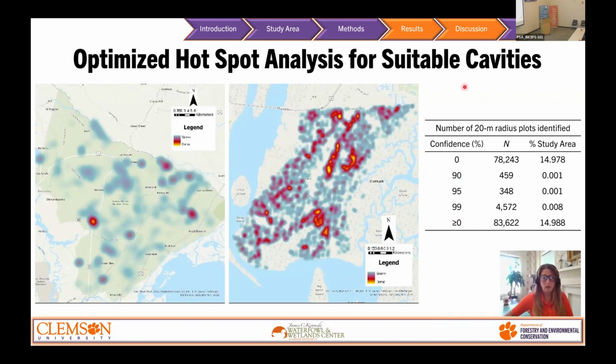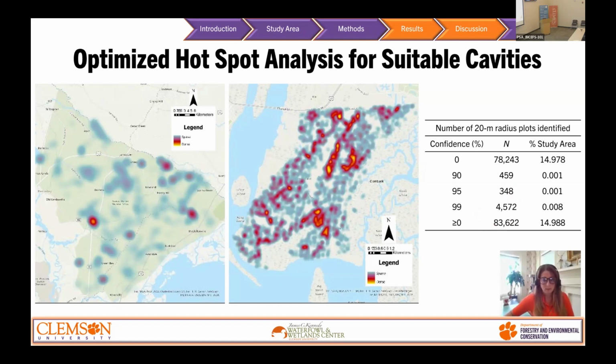In the table on the right, I ran some more analysis in GIS, and I was able to figure out the number of 20-meter radius plots that can be done at these confidence intervals. So starting with 0, meaning lacking data, but it wasn't an absence area. If you add them all up, it came out to about 83,000 plots. At the 99% confidence interval, there was 4,500. So a lot of room for future research here.